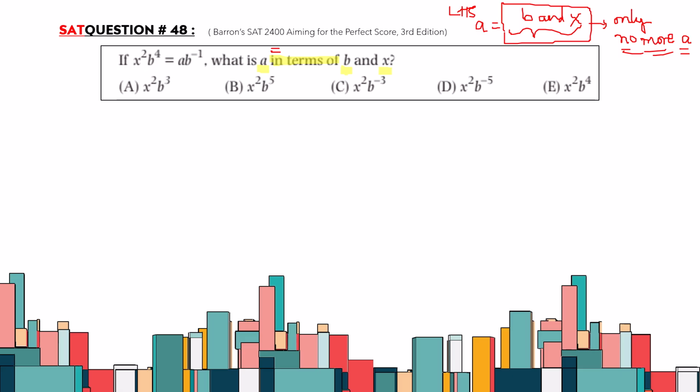That's why you can see the answer choices never have a in them. If you see an answer choice that includes a, like if you multiply by a here, you will eliminate that answer choice immediately. In this case, we check all the answer choices, and they are all in terms of x and b.